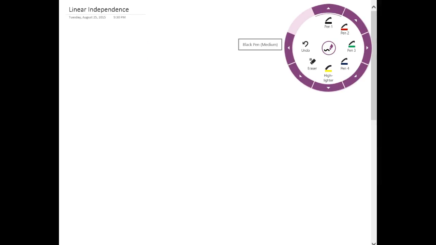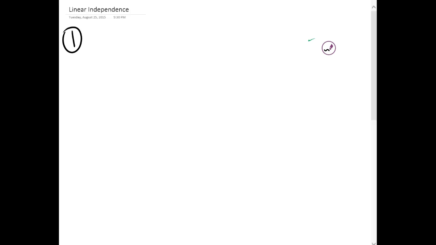We're going to do some examples for linear independence. Our first example is to determine whether these two vectors are linearly independent. This is actually a really easy example. 0 should not be in any list of linearly independent vectors. So automatically, these vectors are not linearly independent.